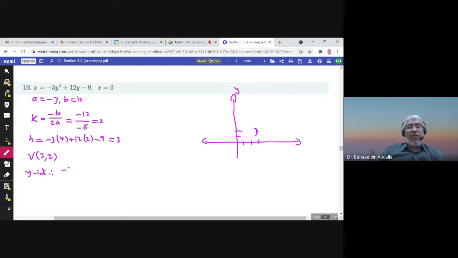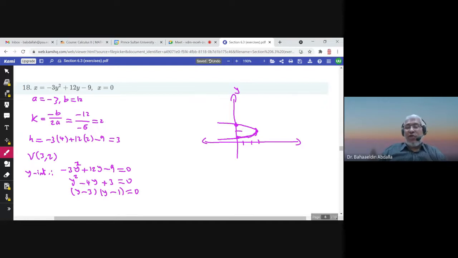We put x equals 0. We divide by negative 3 and we solve by factoring or by quadratic formula. So 1 and 3. So this parabola will intersect the y-axis at 1 and 3.